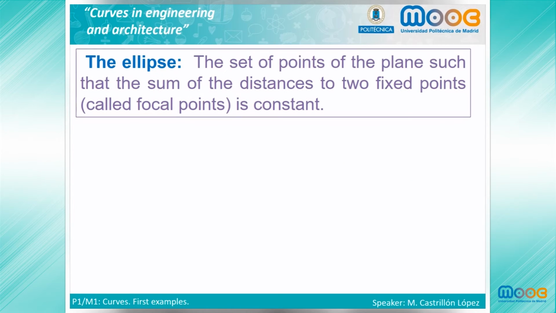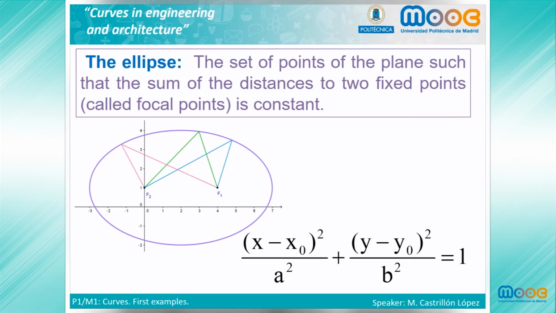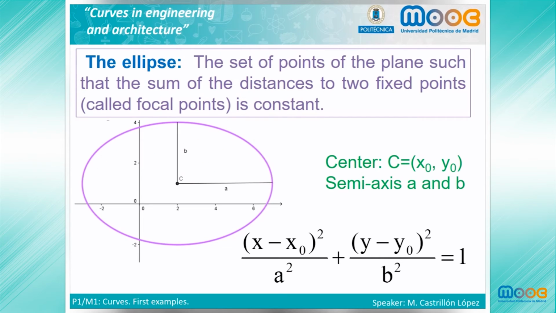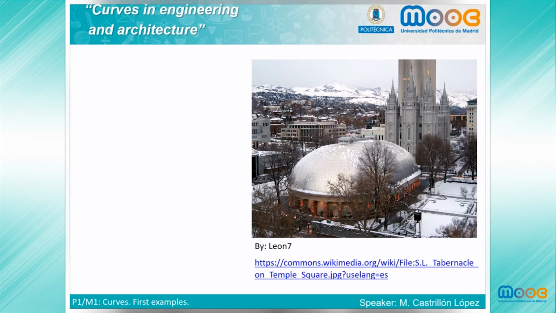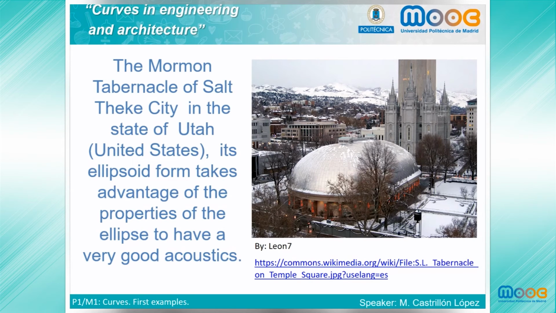Or the ellipse, defined as the set of the points of the plane satisfying that the sum of the distances to two fixed points, called foci, is constant. The relation between the parameters a and b of the equation and the ellipse can be also found here. In architecture, we find, for example, the Mormon Tabernacle of Salt Lake City in the state of Utah, United States. Its form of ellipsoid takes advantage of the properties of the ellipse to have very good acoustics.